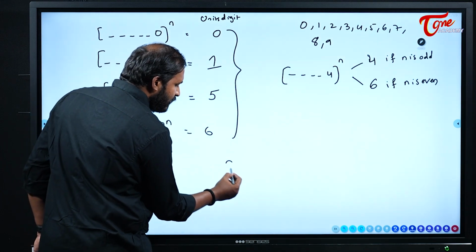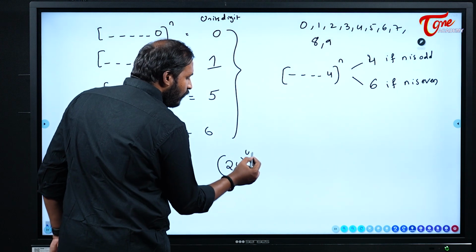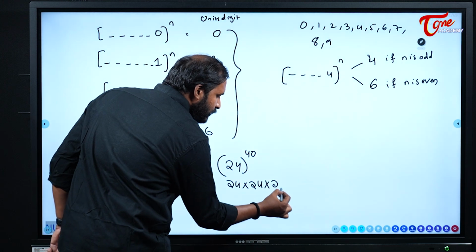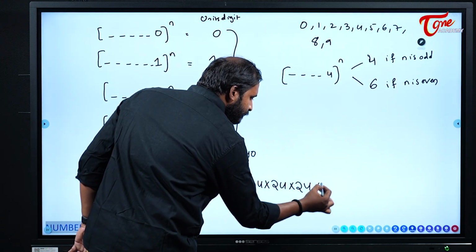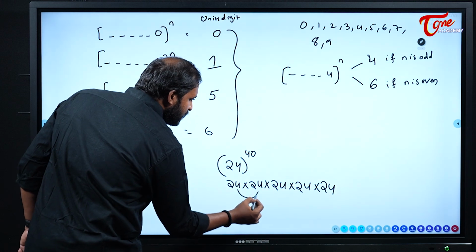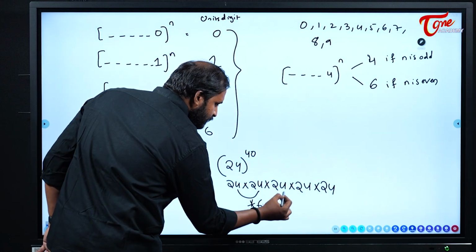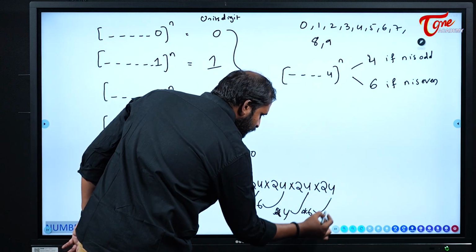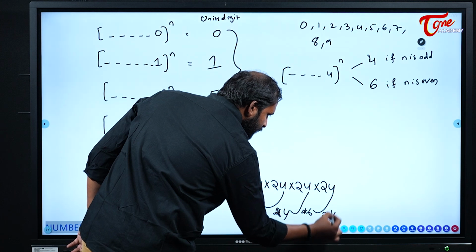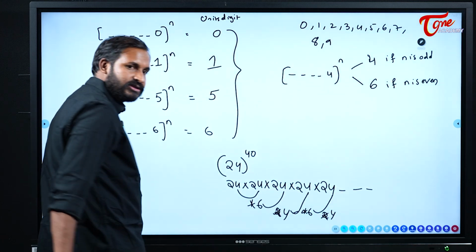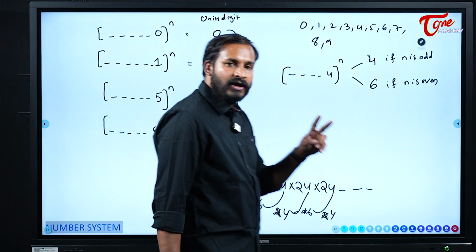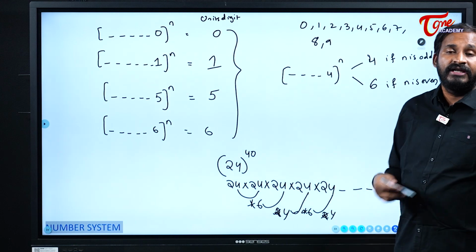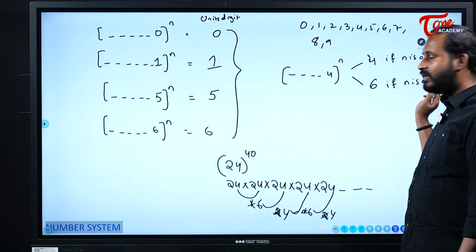Try to remember. The reason is very simple. For example, take the number 24 to the power of 40. You will write 24 into 24 into 24 into 24, right? Now observe: 4 4s are 16, next 6 4s are 24, next 4 4s are 16, next 6 4s are 24. You get 6, 4, 6, 4, 6, 4. That means for 4 we have 2 chances, 4 and 6. You get 4 if n is odd, and 6 if n is even.